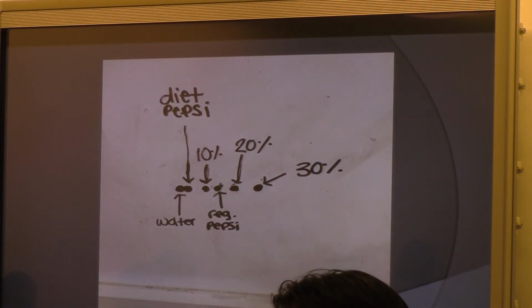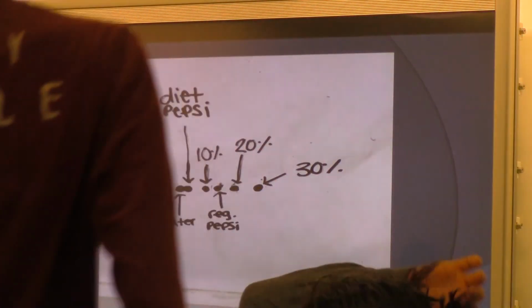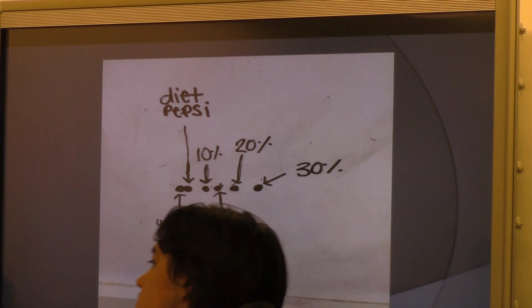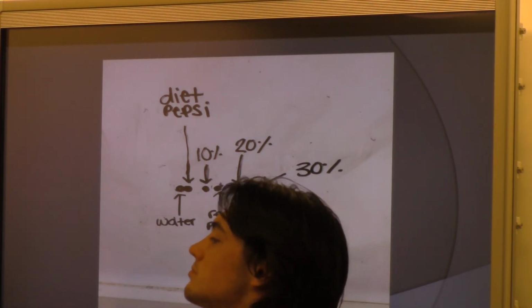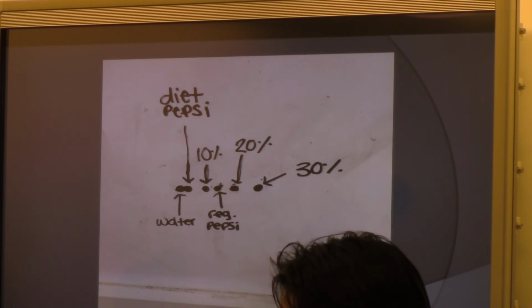Okay, so this is just a closer look at the points that each solution made on the board. So as you can see, the Diet Pepsi was really close to water, and that made sense because Diet Pepsi has no sugar and water has no sugar. And then the regular Pepsi is between the 10% and the 20%. So we figured that it'd be between 100 and 200 grams of sugar in the regular Pepsi. And then you can see as the concentrations increase, the points shift more to the right.